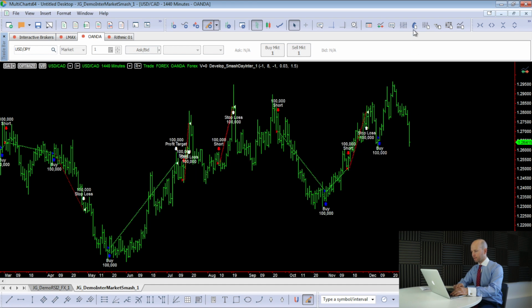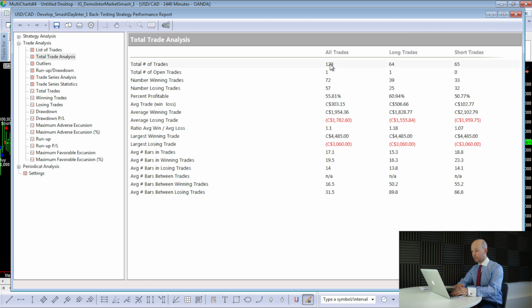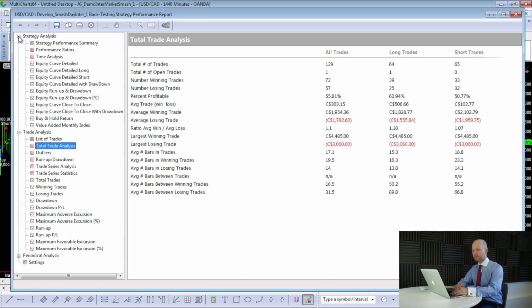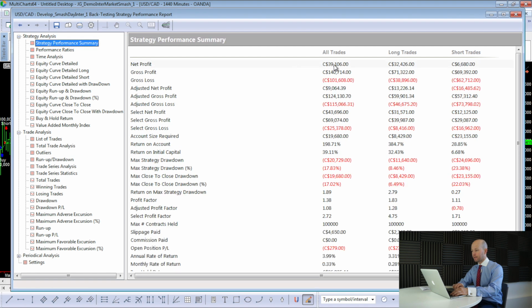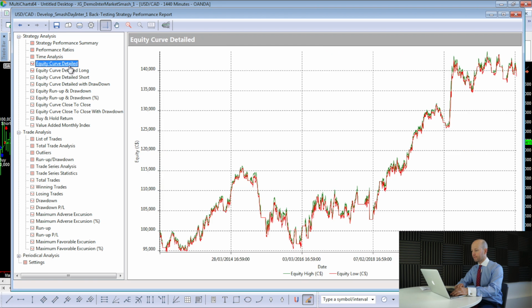So let's have a look at the results. Slightly more trades, decent average trade still at $300. Stop loss was our largest losing trade, making $39,000. And there's the equity curve.